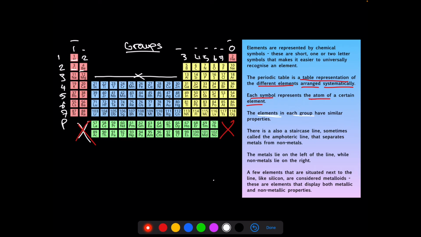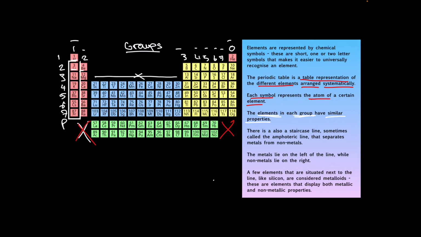The elements in each group, so the columns, have similar properties. Remember, chemical properties, physical properties, both. They're very similar, and they have patterns running through them. So let's take a group, for example. Let's take group 1, shall we? This is group 1 here.